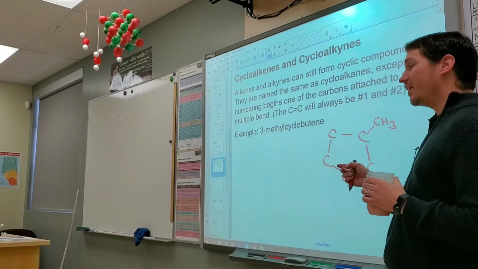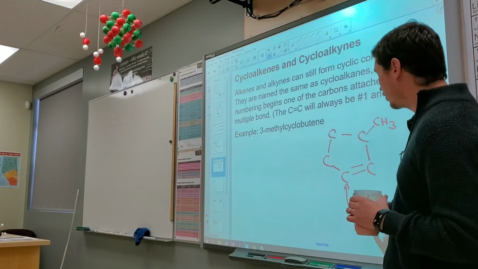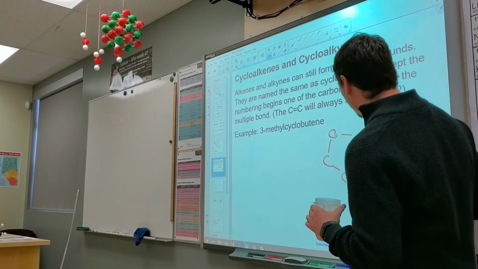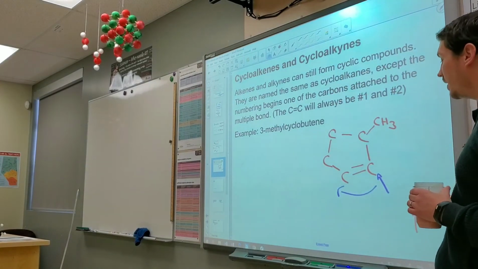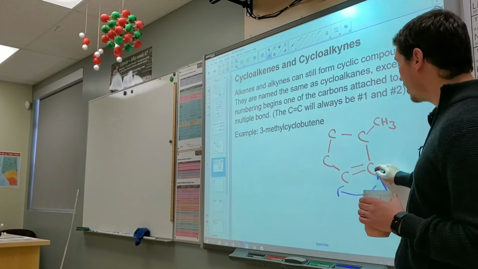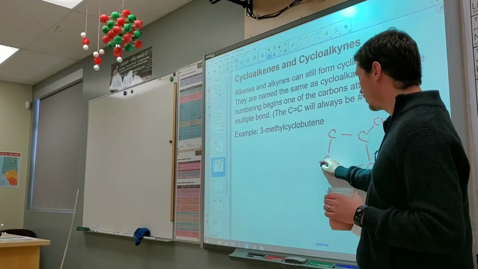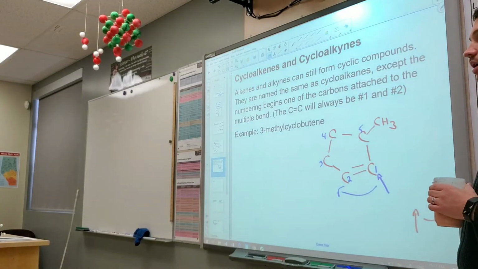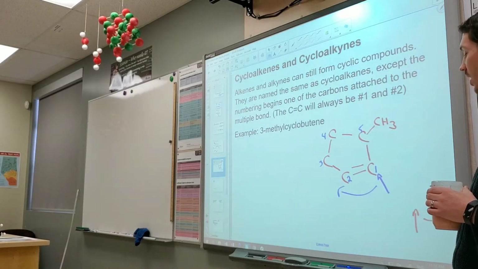So because we have to start at the double bond, do you want to start here and go that way? No. Or do you want to start here and start numbering that way? That way? Okay, so let's try this. This is going to be carbon number 1. This is going to be carbon number 2, 3, 4, 5, 6. So where's the methyl group? 5. It's on the 5th carbon, right?